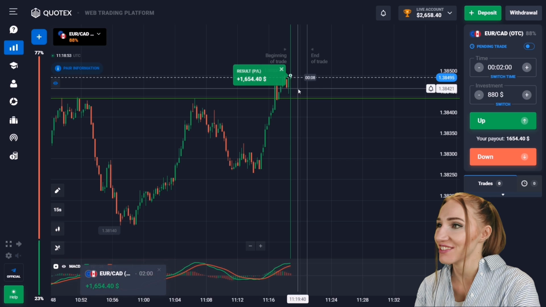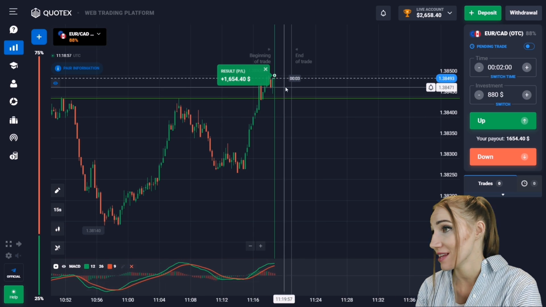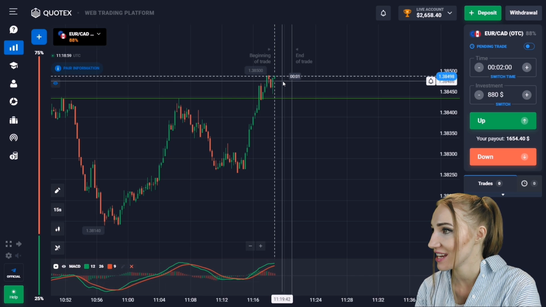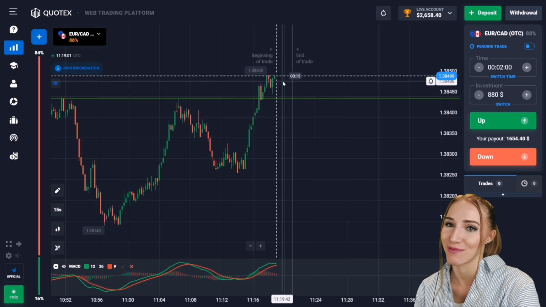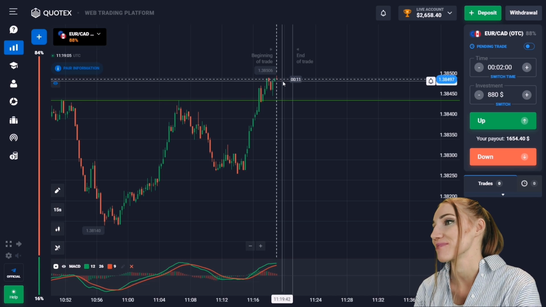So it's very interesting. As you can see, the price really broke through this level, then moved up and we made the profit. So the indicator was very useful this time. So let's find the next working situation.